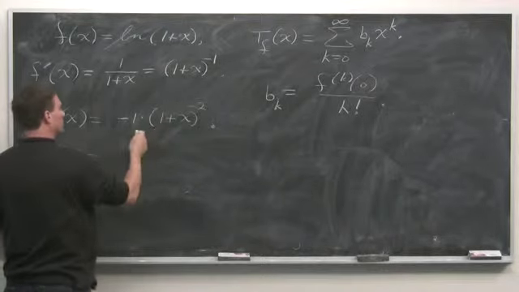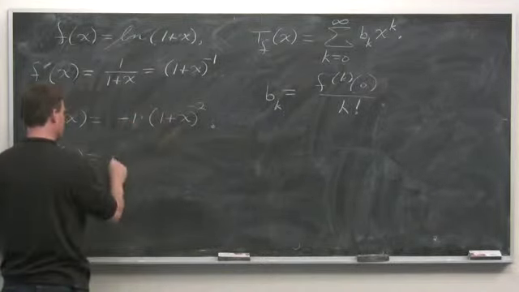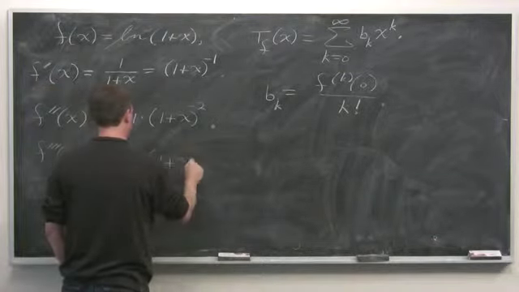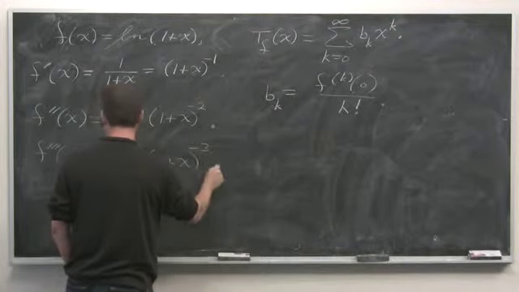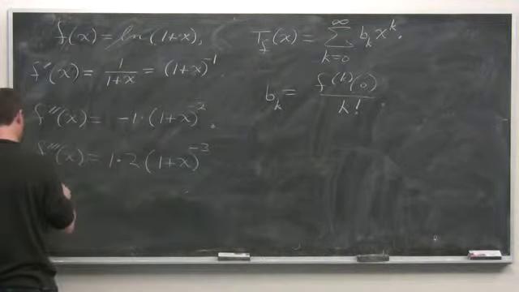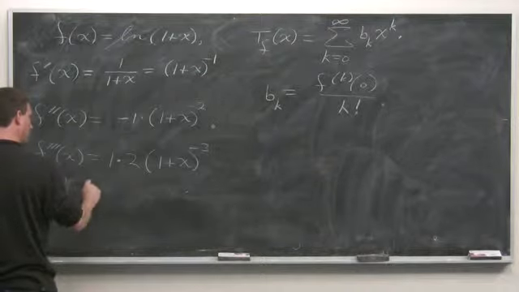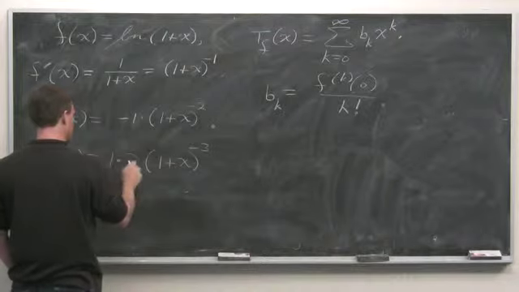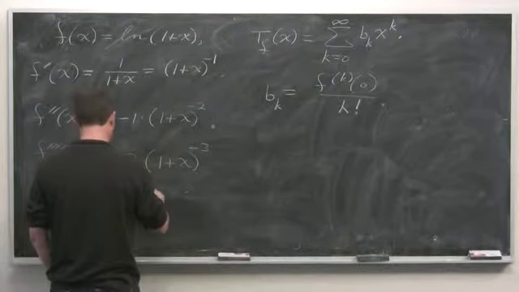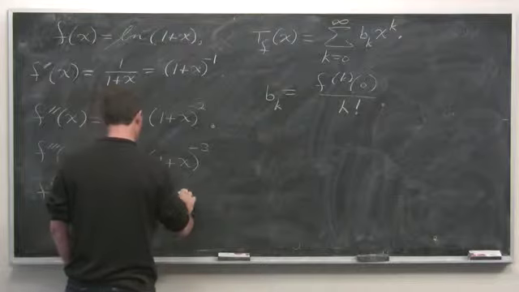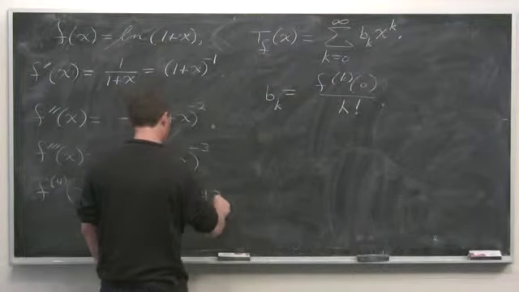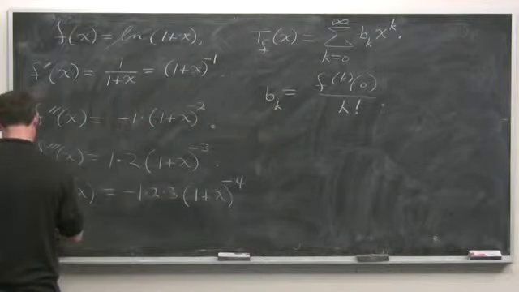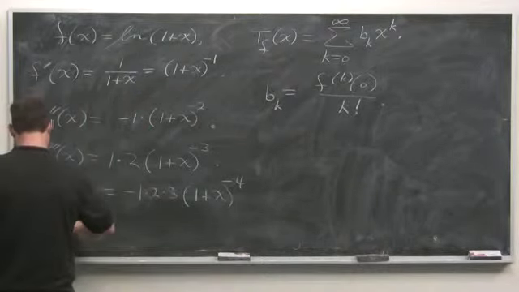You differentiate again using the power rule. You get minus 1 times minus 2, so you get 1 times 2. The minus signs cancel. Plus times 1 plus x to the minus 3. And you keep going. The fourth derivative, you get a minus sign because you've got this minus now, but aside from that, it's 1 times 2 times 3. You get a minus 1 times 2 times 3 times 1 plus x to the minus 4. I'll do one more. The fifth derivative of f.